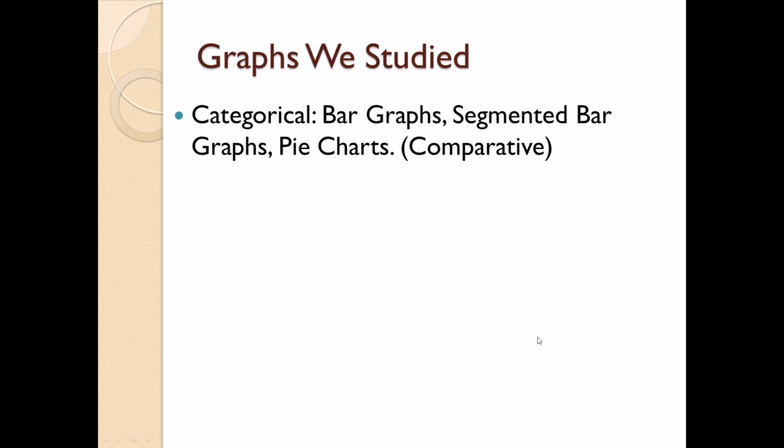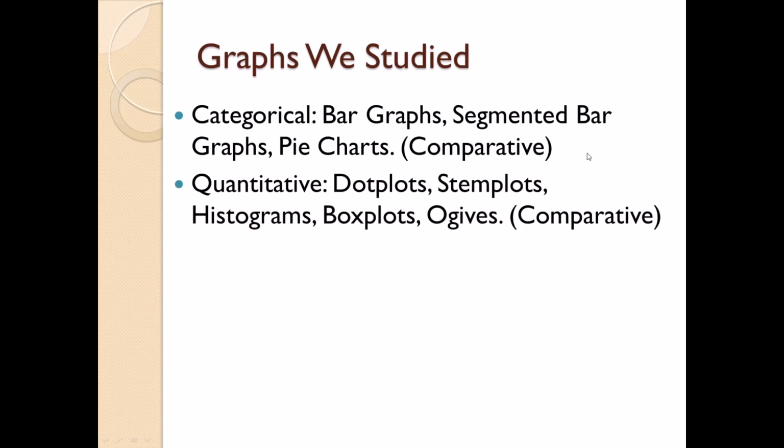All right, so the graphs that we studied for categorical, we had bar graphs, we had segmented bar graphs, and we had pie charts. We could do them either singly or comparatively. So we could have more than one pie chart. We could do a breakdown of education level with one pie chart for young people, another pie chart for older people. We could have 2 segmented bar graphs in the same graph. We could have multiple bar graphs in the same graph. So either single or comparative.